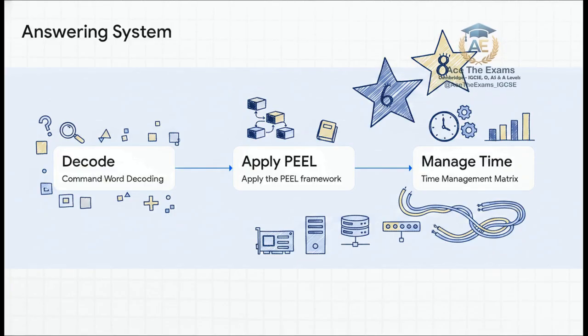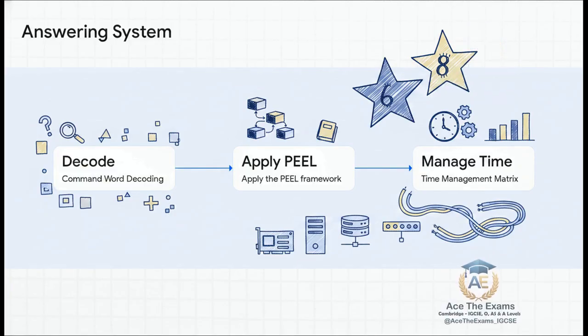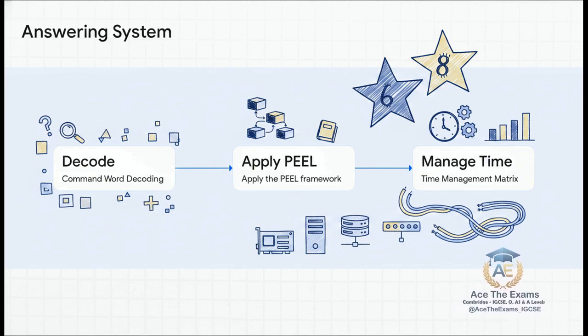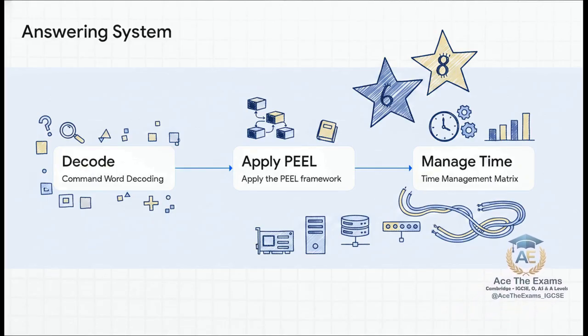Rule 3. The time management matrix. Remember, in Cambridge exams, roughly 1 mark equals 1 minute of writing. Do not spend 5 minutes writing a beautifully structured, elegant PEEL paragraph for a basic 2-mark identify question about a NIC. Save and allocate your deep analytical energy for the 6-mark or 8-mark evaluation questions, where comparing a switch to a hub or debating fiber optic versus copper cables is actually required to get the grade.